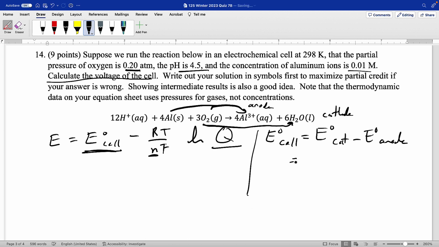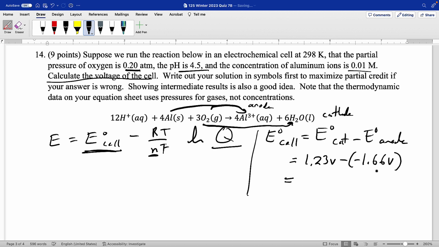So we've got 1.23 volts minus a -1.66 volts. There was a tendency for students to want to multiply these by 3 or by 4. We don't do that. Cell potentials don't change when you multiply a reaction because they're joules per coulomb. If you double a reaction, you double the joules, but you also double the coulombs. So don't multiply by a number, just use the numbers as is.